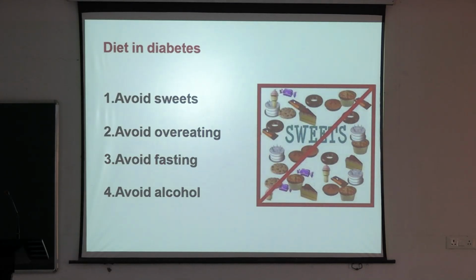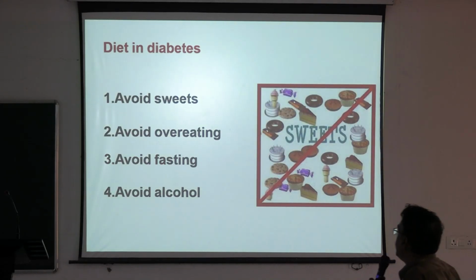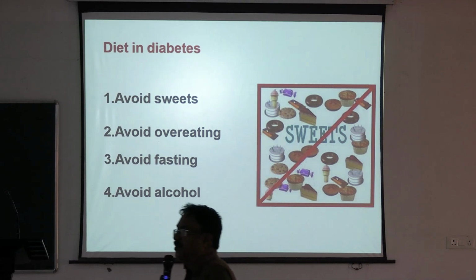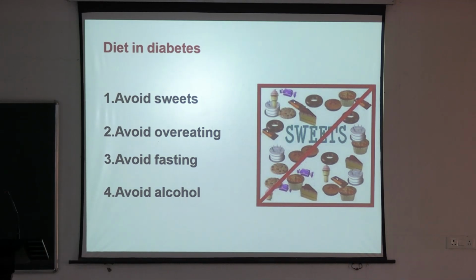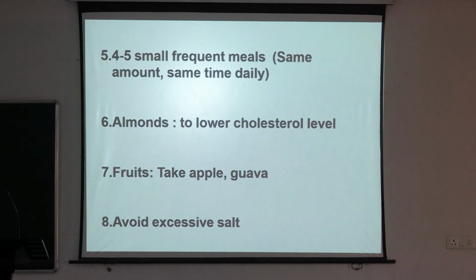So avoid sweets, avoid overeating, avoid fasting, avoid alcohol. These are things that should be done. 4 to 5 small frequent meals, and almonds to lower cholesterol levels. Take apple, guava, and avoid excessive salt. These are things which are there.